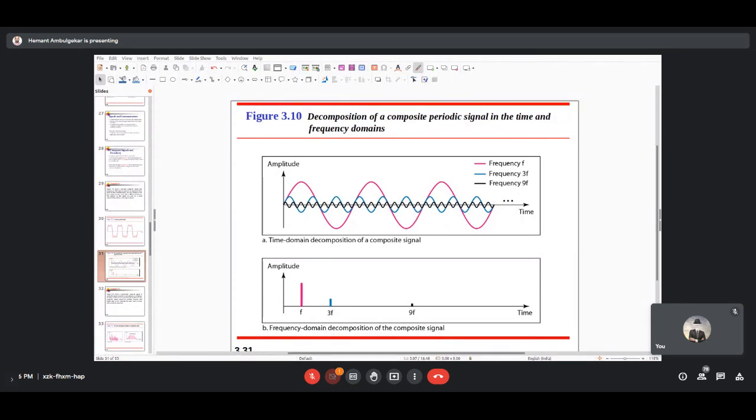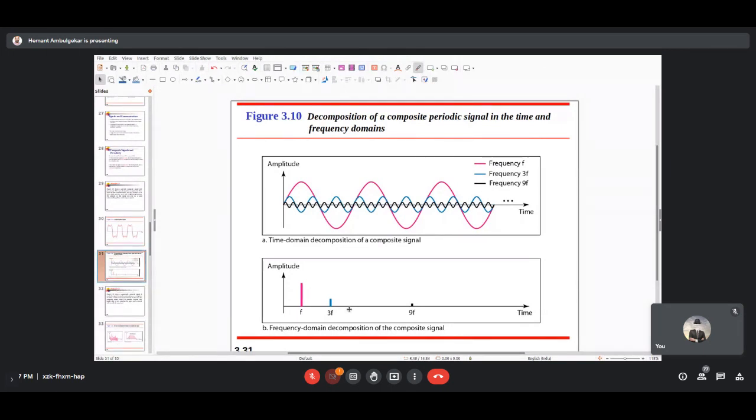Remember, the frequency decomposition of a signal is discrete. As we have discussed, it has frequencies f, 3f, and 9f, because f is an integer number, and 3f and 9f are also integer numbers. There are no frequencies such as 1.2 or 2.6. The frequency domain of a periodic composite signal is always made of discrete spikes.